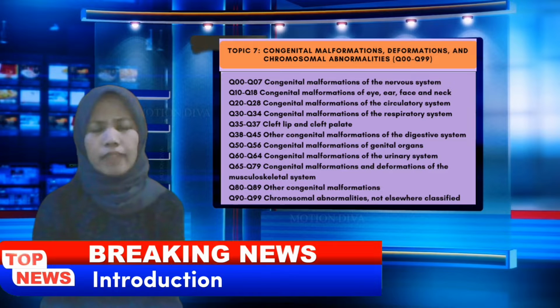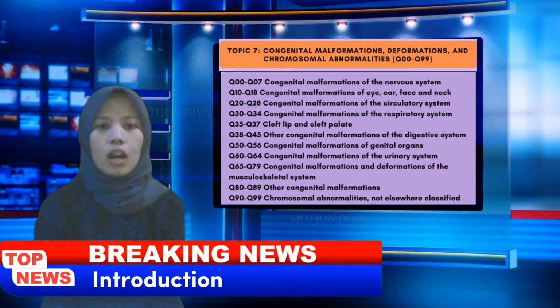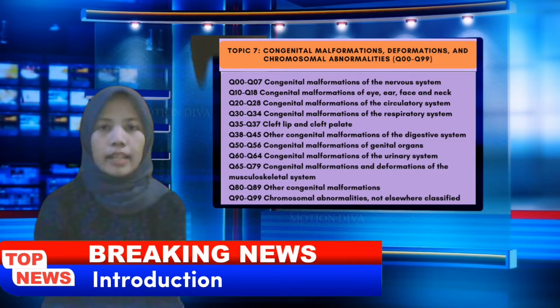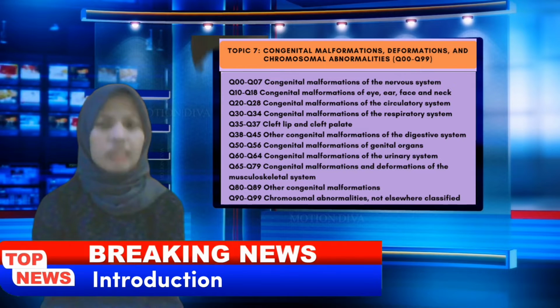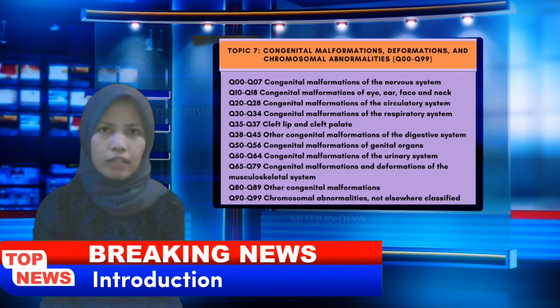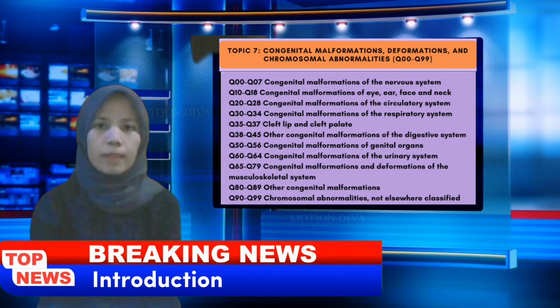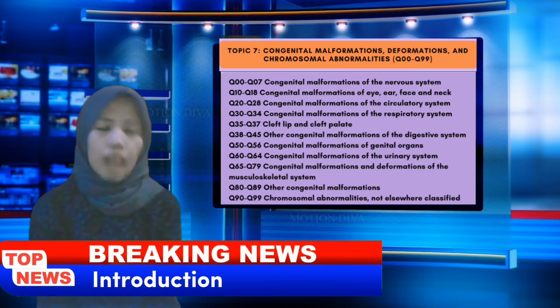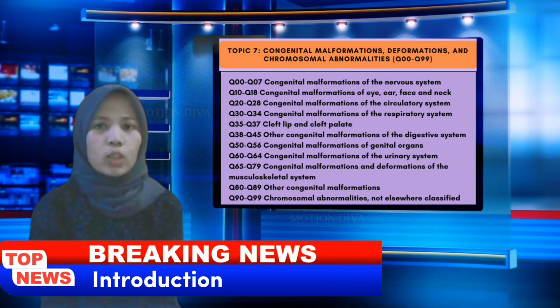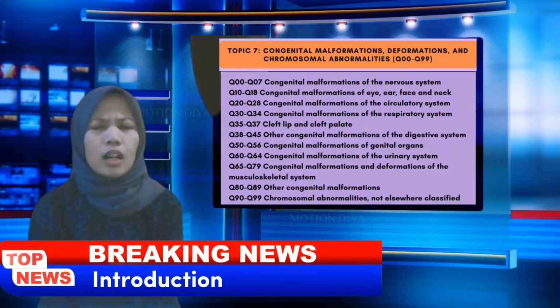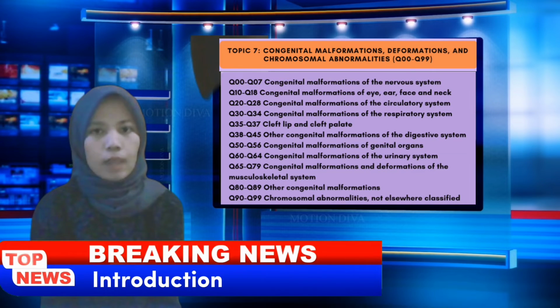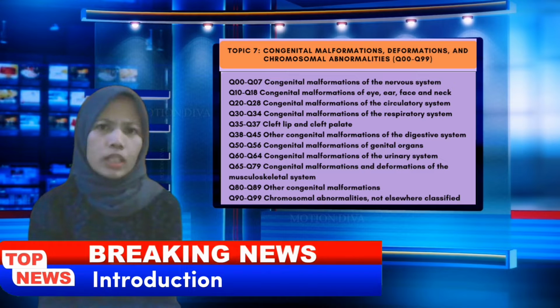Fifth, cleft palate is a congenital groove or opening in the palate. Meanwhile, cleft lip is a congenital defect resulting in a deep groove or opening of the lips running up to the nose. Six, digestive system, like tongue, mouth, pharynx, congenital anomalies and others. Seven, genital organs like ovaries, fallopian tube, and broad ligament.